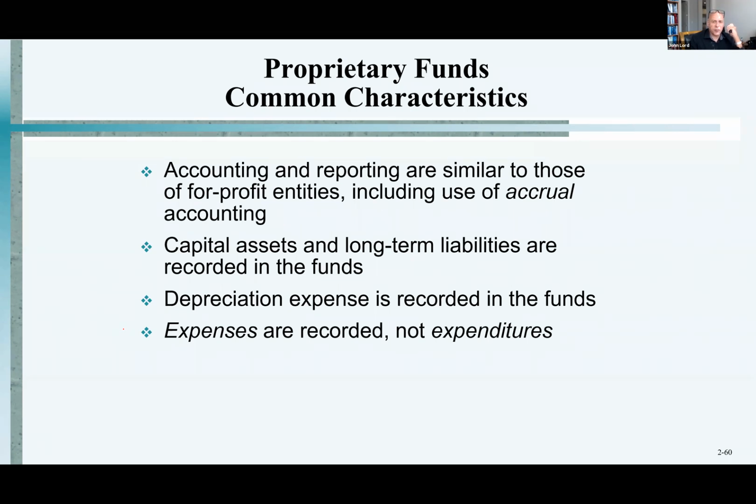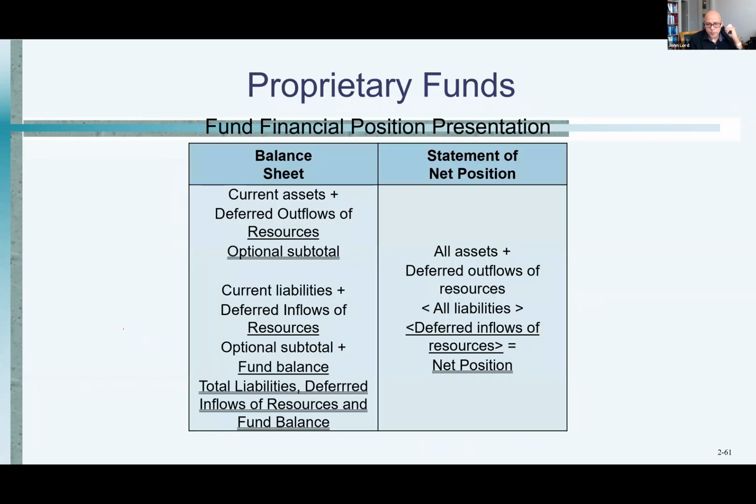Expenses are saying that the future economic benefit associated with that money you spent has expired. Expenditure means that you spent the money, but the future economic benefit is not necessarily expired yet. Thus, we have expenditure capital outlay because there's still future economic benefit associated with that.